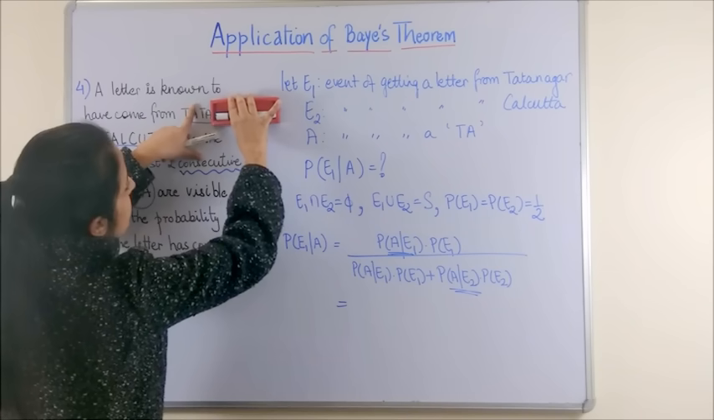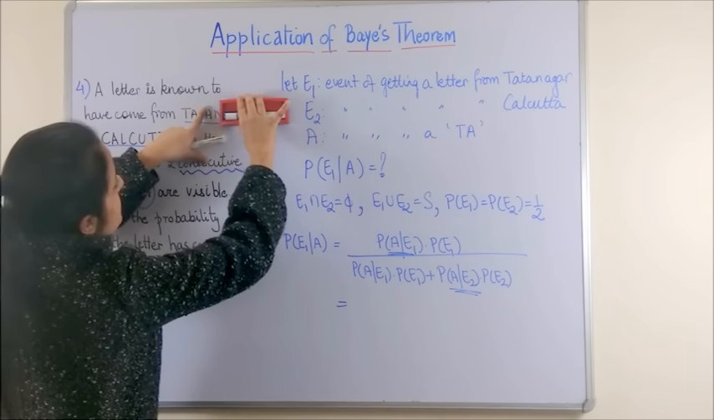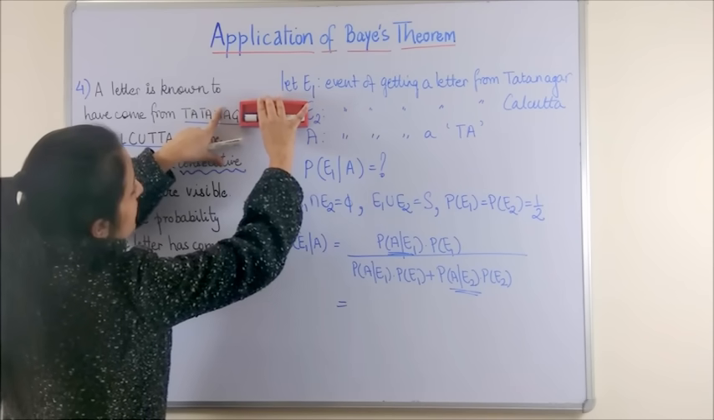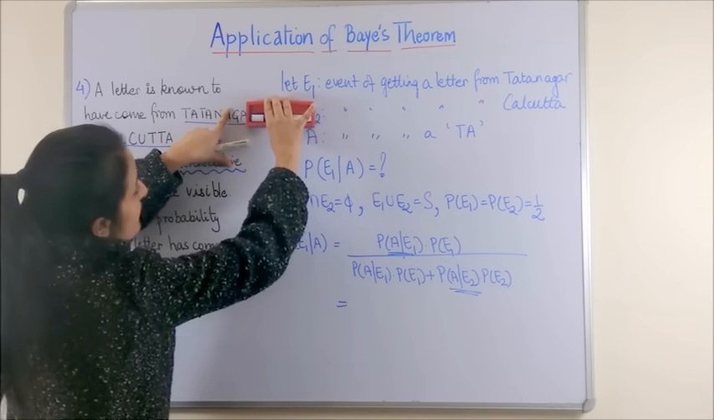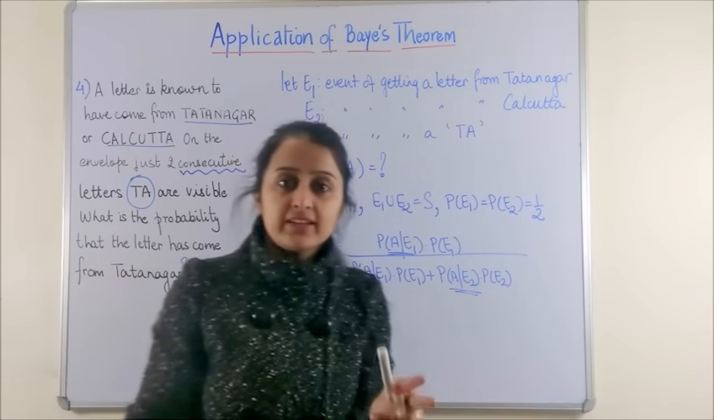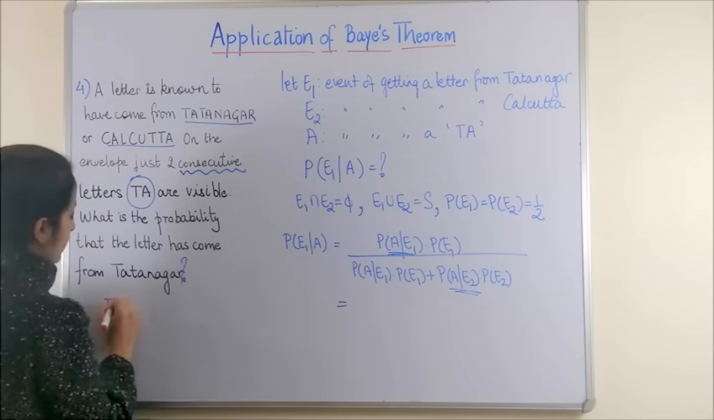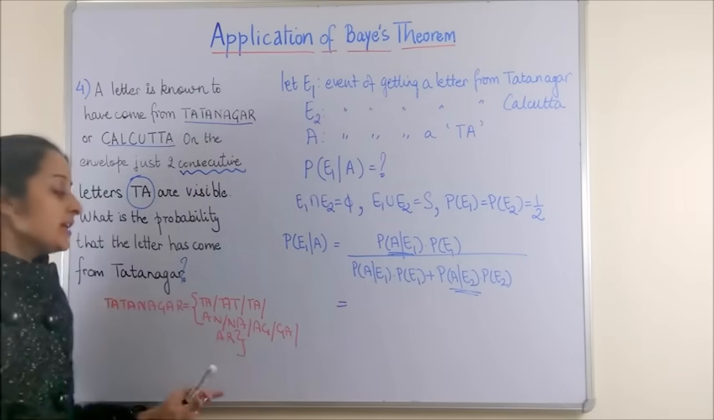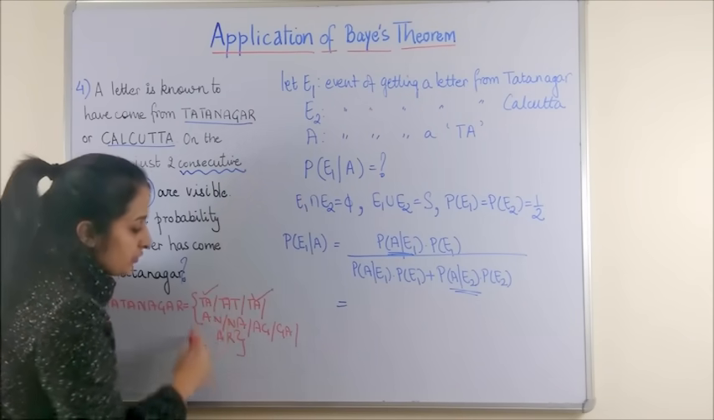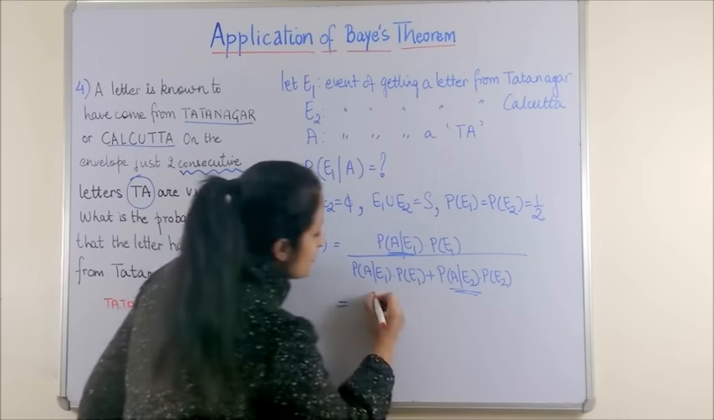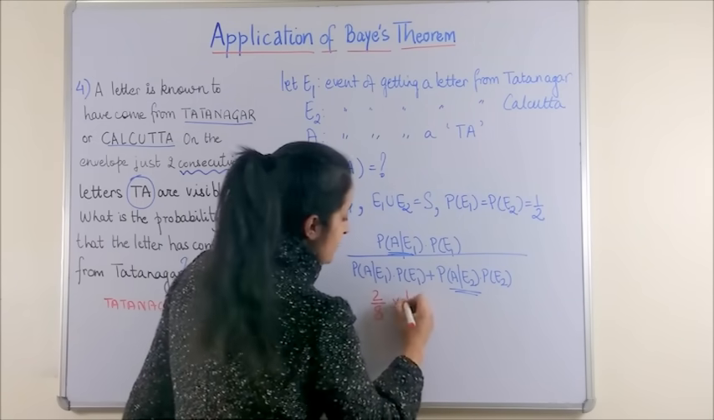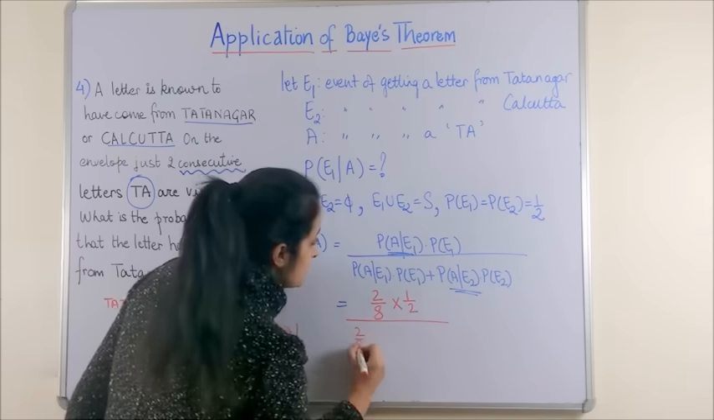Next, I see TA. Next, we can see the combination AN, or we can have NA, or we can have AG, or we can have GA, or we can have AR. These are the possible 2 consecutive letters that you can get in Tatanagar. So from here, how many times do you see TA? I see TA twice out of the 8 possible outcomes. So here I get 2 by 8. Probability of E1 is anyway half, and the same term could be written over here.